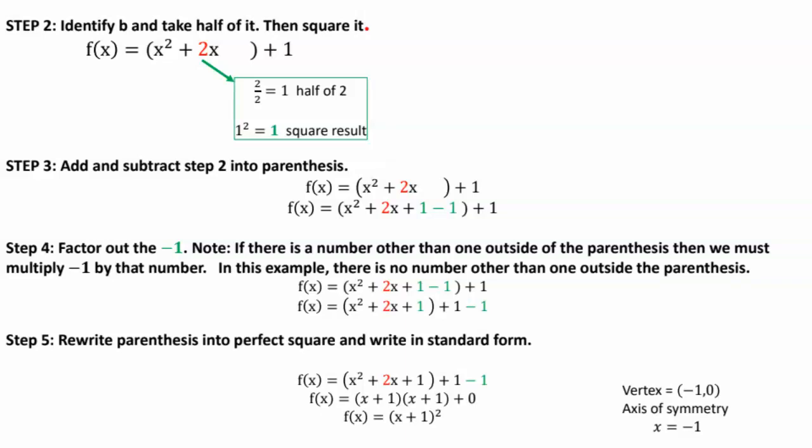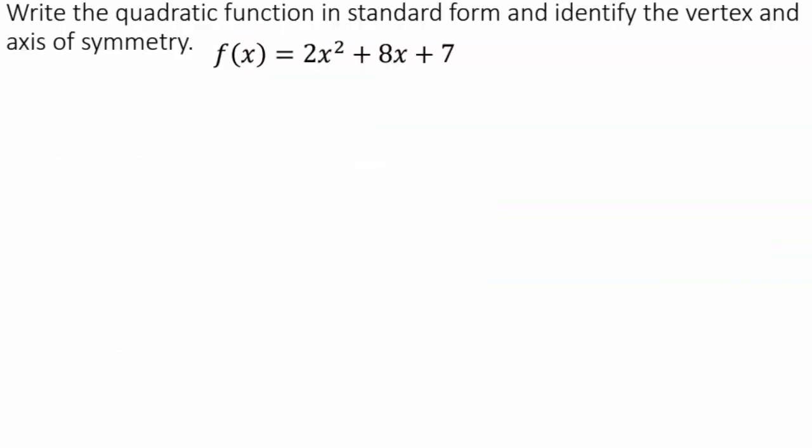So let's look at another example. Write the quadratic function in standard form and identify the vertex and axis of symmetry. On this one, if you notice, we don't have a 1 for a. So we're going to have to factor and do some extra work. So let's go ahead and get started.